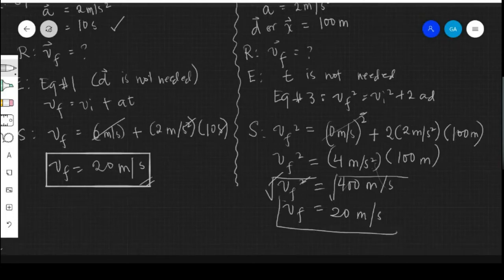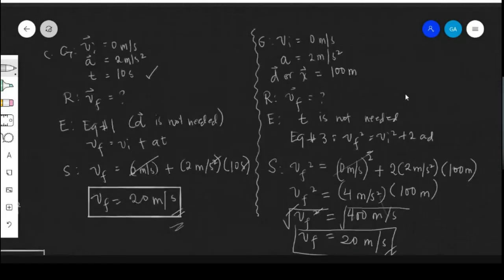Okay? So we get the same answer. So 20 meters per second here, 20 meters per second naman dito. Ayan. Ito yung comparison ng dalawang solution natin. This side used equation number 1 and this side used equation number 3.